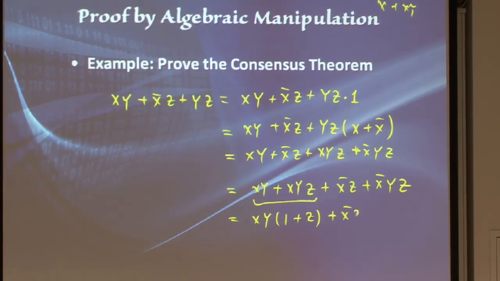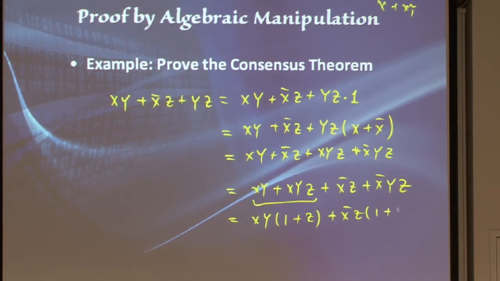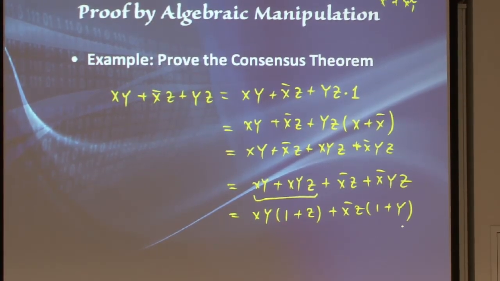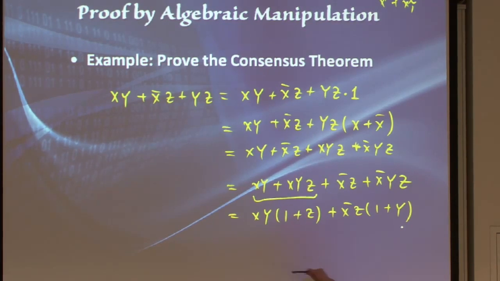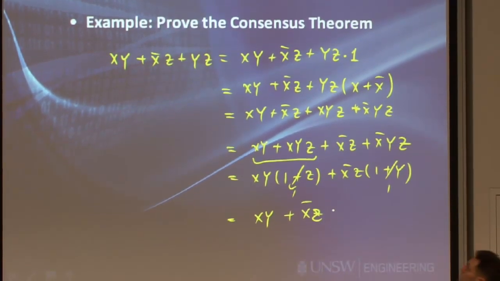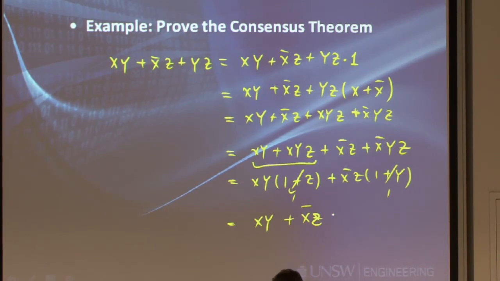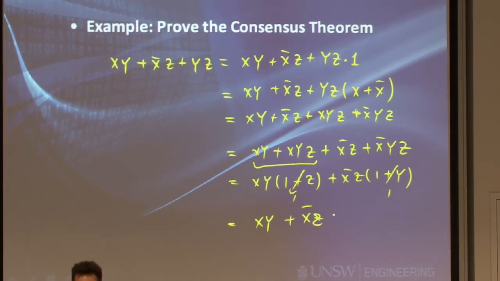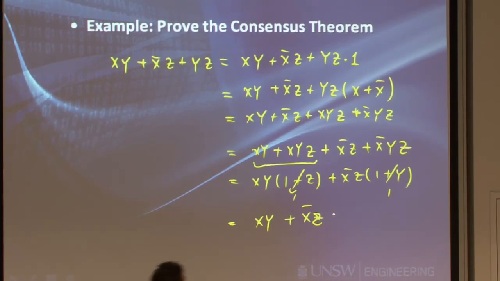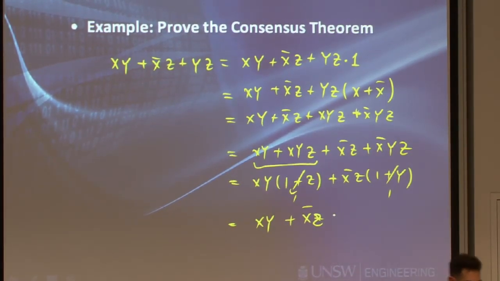And a similar thing here, xz or 1 or y. I have 1 or something, and I have 1 or something. These two just become 1. And I end up with xy or with xz. Which I think about 15 minutes ago, that's what I wanted to prove. So these are the first two terms. I got rid of the third one.